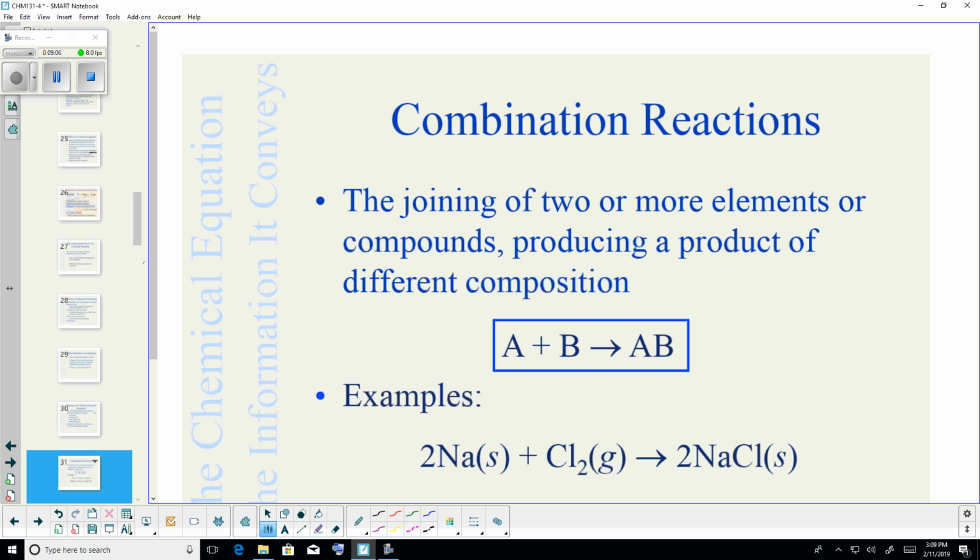So the chemical and physical properties are completely different. And notice the formula tells you how they go together. I need 2 atoms of sodium with 1 molecule of chlorine. Remember, chlorine's diatomic. You get 2 molecules of sodium chloride. That's the way you have to put it together.